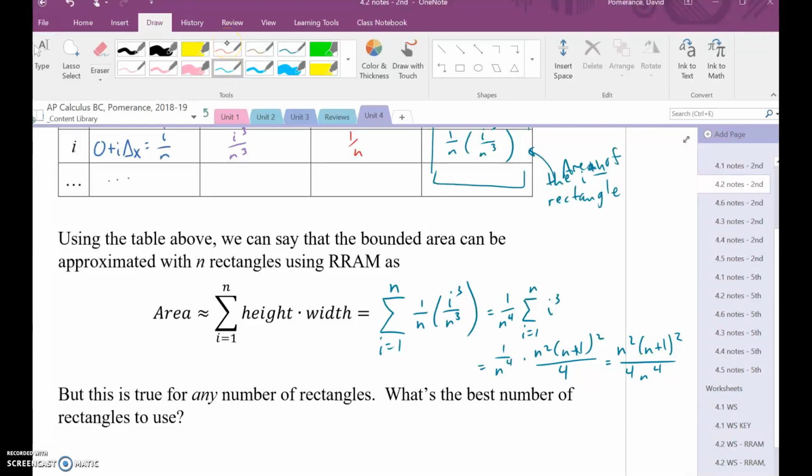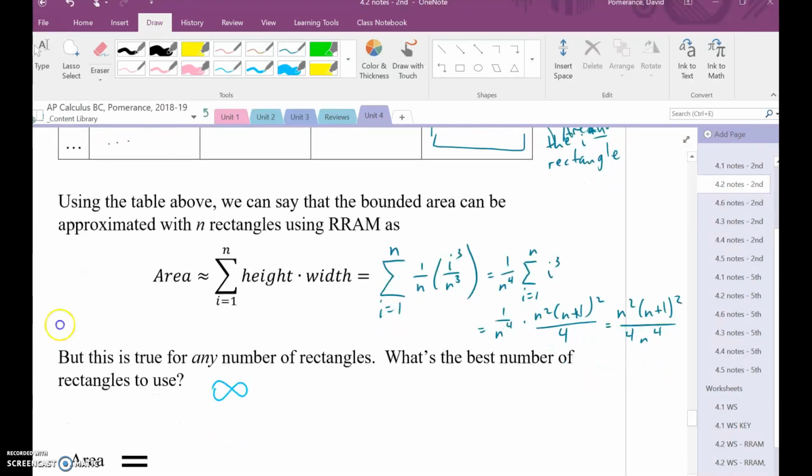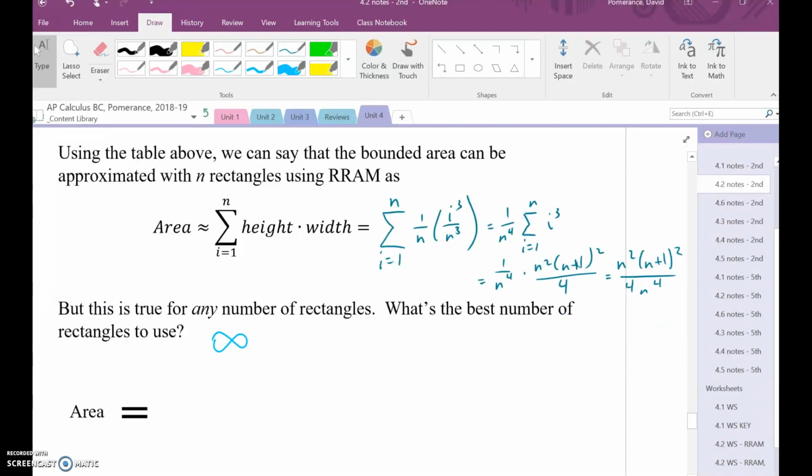Well, the bigger the value, the better. So how about let's use infinity. We're going to use infinity rectangles of infinitely small width. So how do we do that? Well, we can't plug in infinity, but we can use limits. That's what limits are good for. The area is approximately equal to, up here, because we were using a finite value for n. Notice this equal sign. I made it nice and big, driving home the point that this is not an approximation.